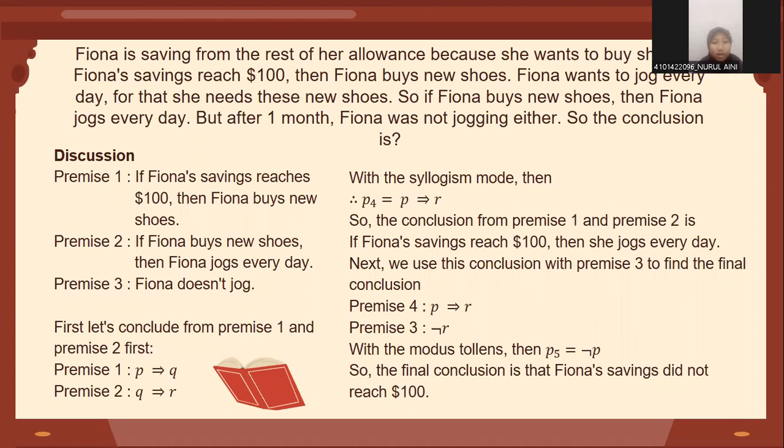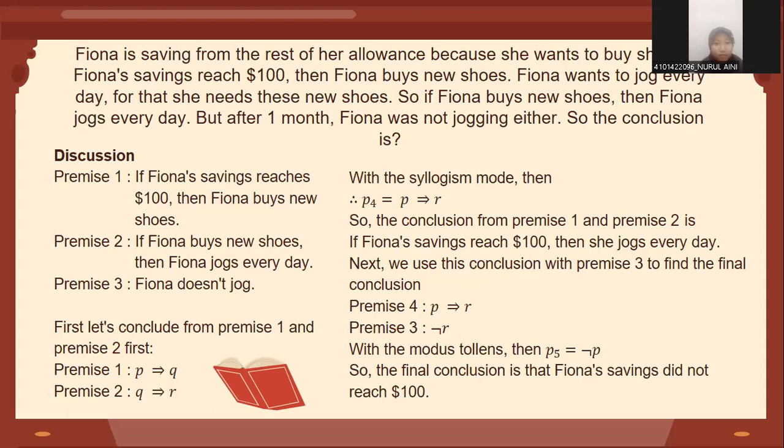So here, Fiona is saving the rest of her allowance because she wants to buy shoes. If Fiona's saving reaches $100, then Fiona buys new shoes. Fiona wants to jog every day. For that, she needs these new shoes. So if Fiona buys new shoes, then Fiona jogs every day. But after 1 month, Fiona was not jogging. So the conclusion is, we will discuss it together.